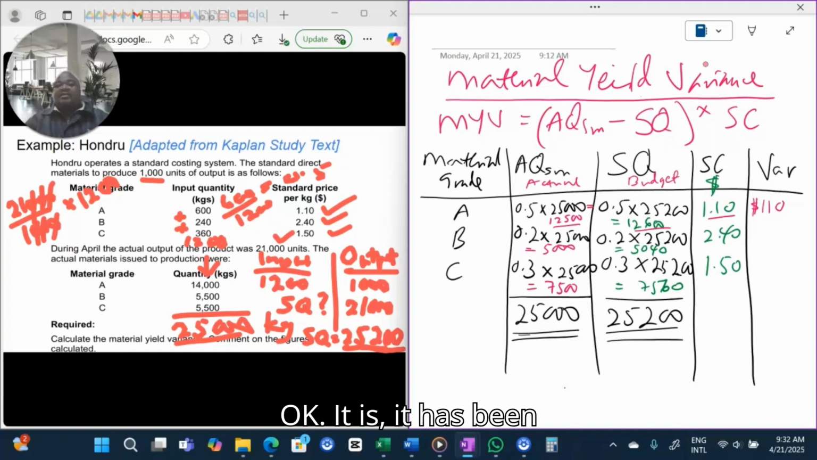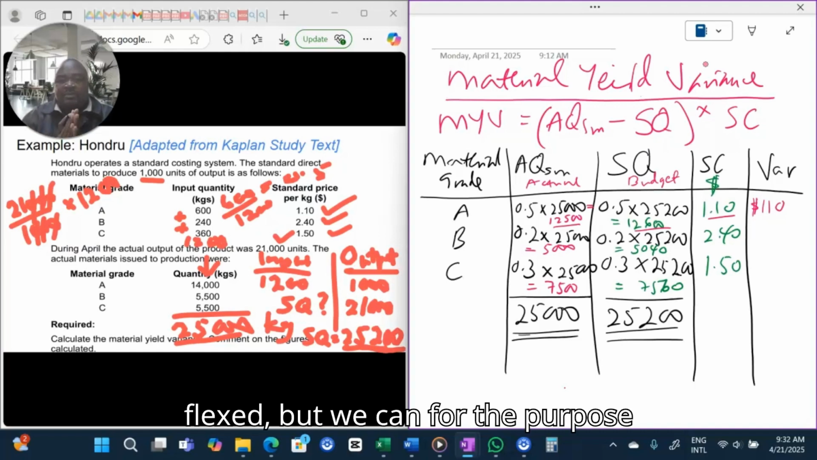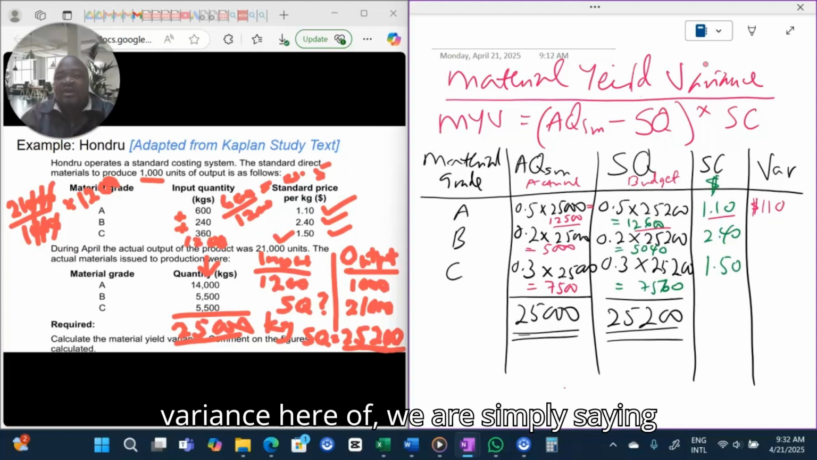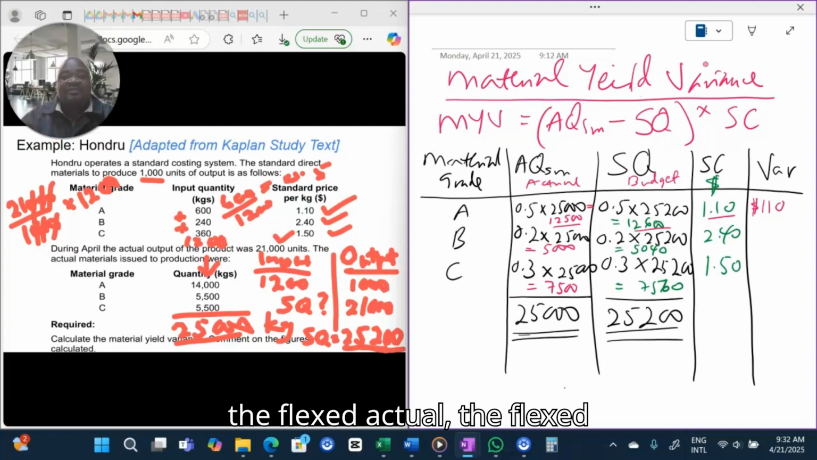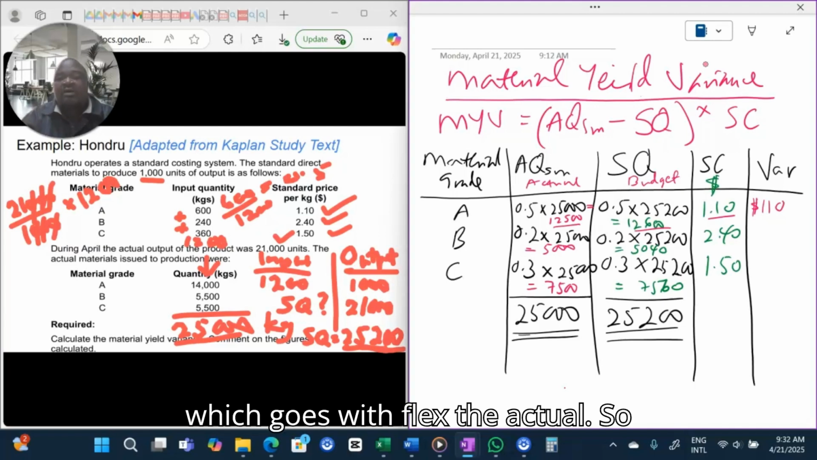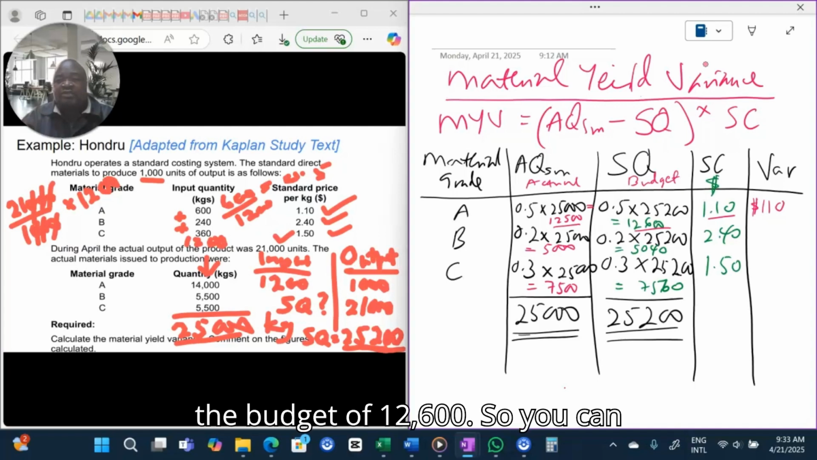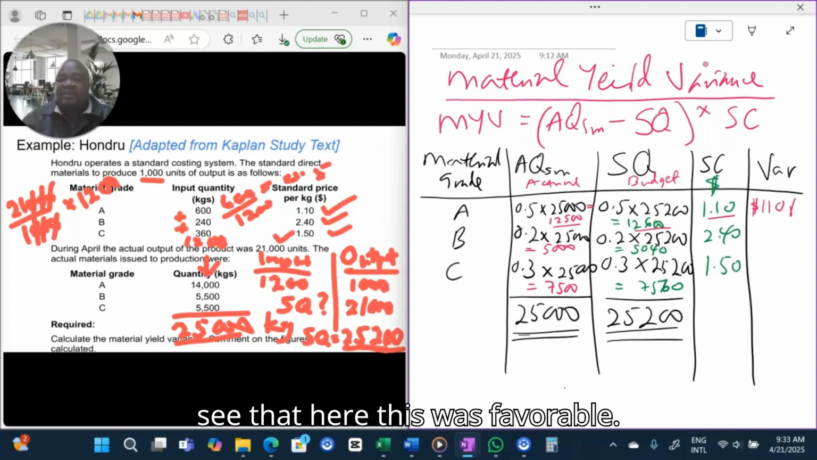We are talking of standard mix here, and this one was the standard quantity. I was saying this becomes the actual, whereas this one becomes the budget. It has been flexed, but for the purpose of comparing or determining the right variance, we are simply saying the flexed performance, which was we flexed the actual. So the actual here was 25,500 units being used against the budget of 12,600. So you can see that here this was favorable.